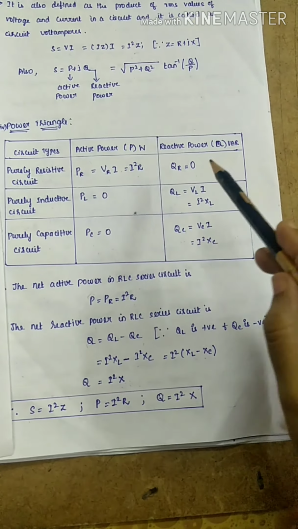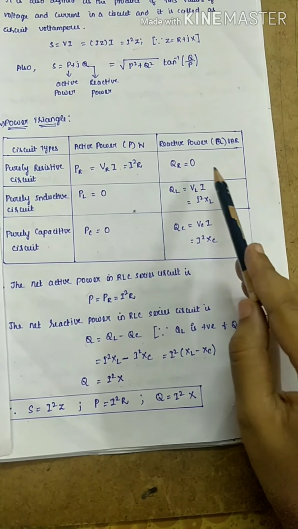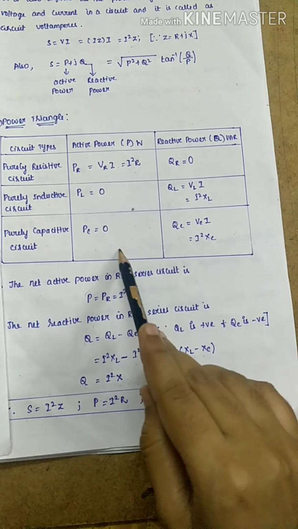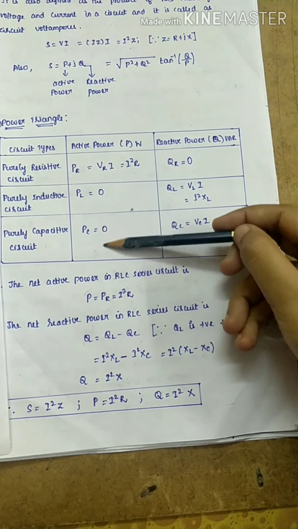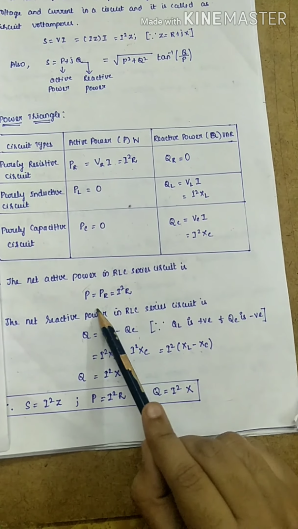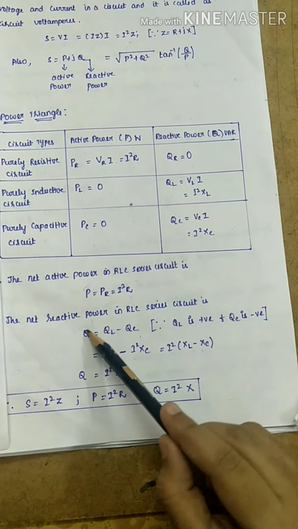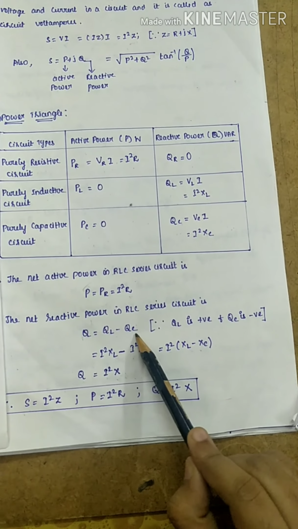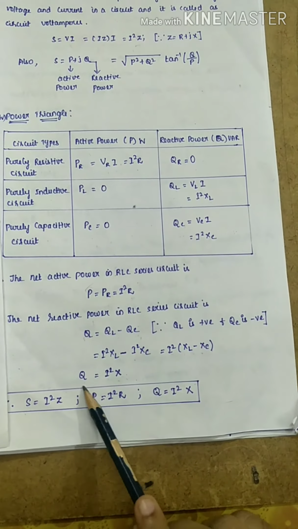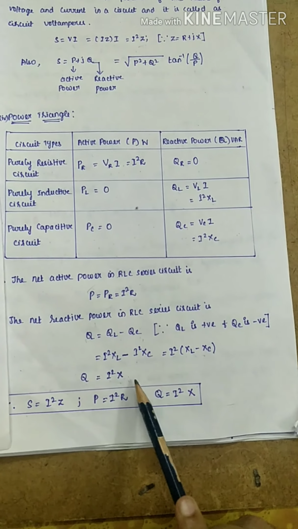So in a series RLC circuit, the net active power is P. By adding all these powers, we get P is equal to PR, which is I square R. The net reactive power, by adding all these, we get Q is equal to QL minus QC. And by substituting these values, we get Q is equal to I square X.